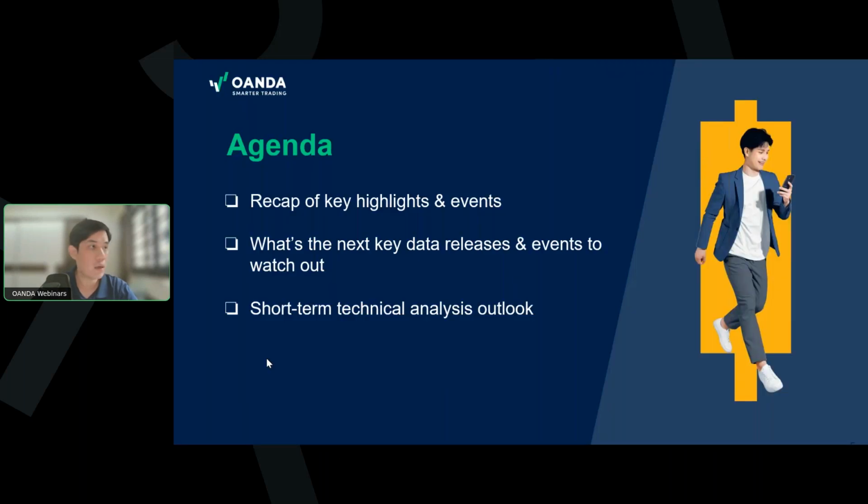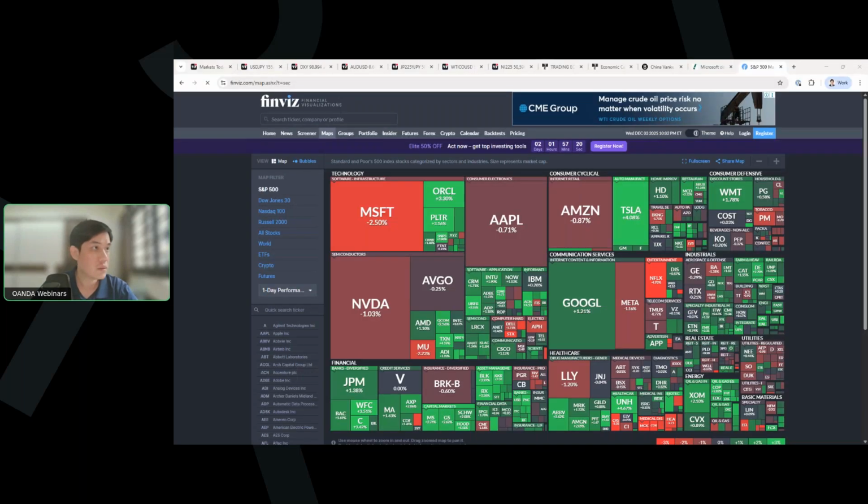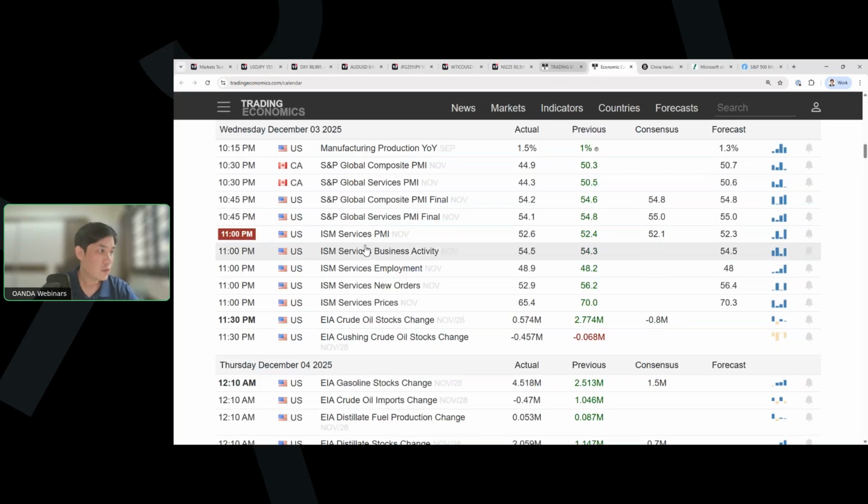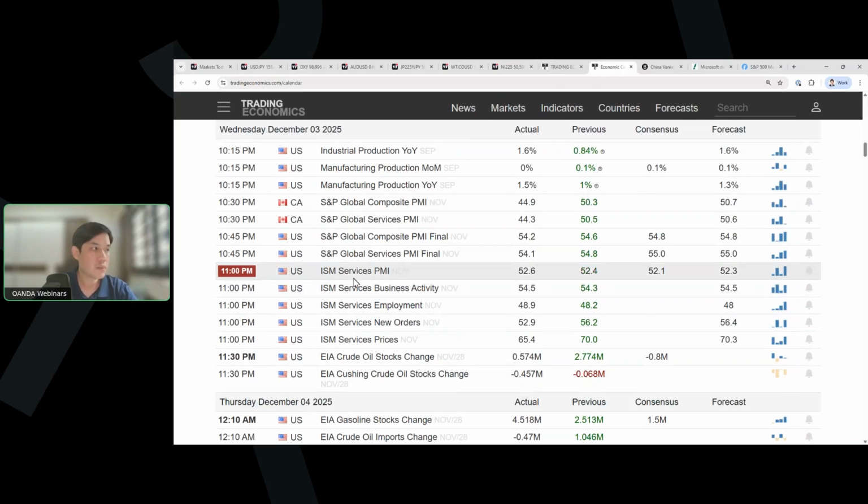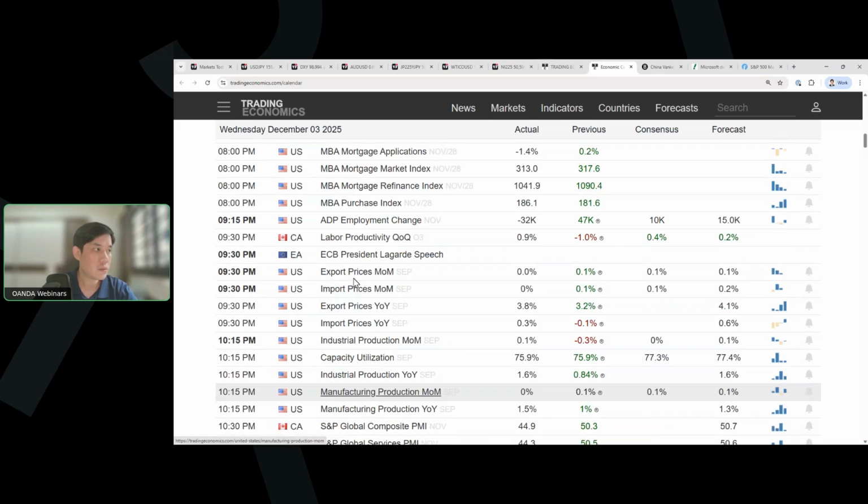So let me share with you from the data point of view first. Okay, good. Prior to the release of this important ISM services PMI data, we do have this tier 2 ADP employment change data. It's a privately compiled data, and the mechanics of how they calculate employment change is different from the official labor bureau statistics for the US on their much more important non-farm payroll data.